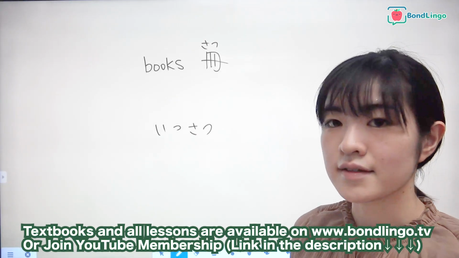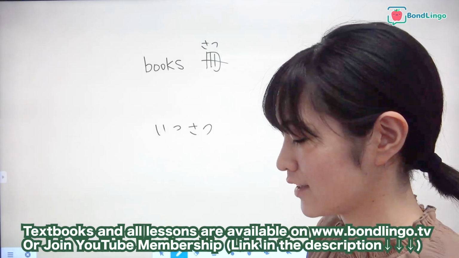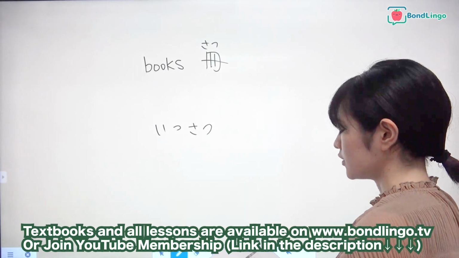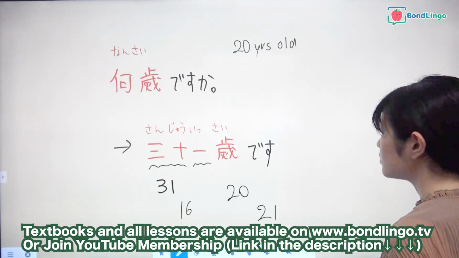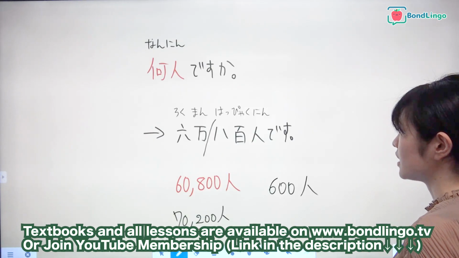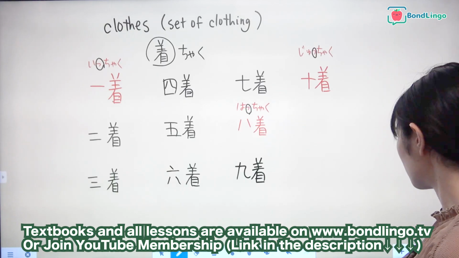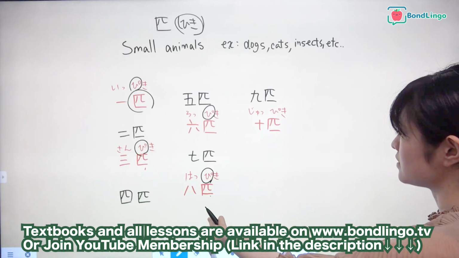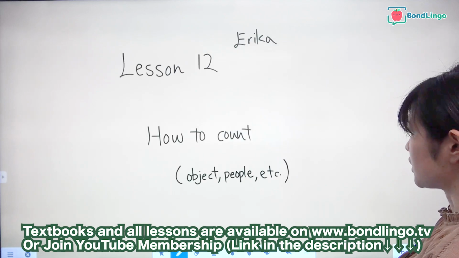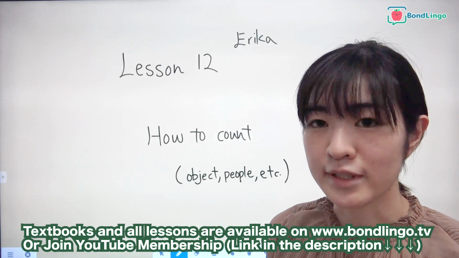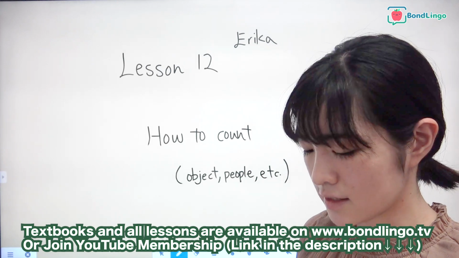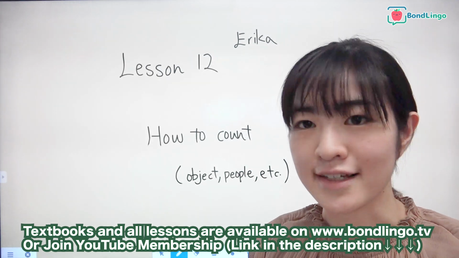Okay, this is the end of today's lesson. Thank you for listening. Today we learned how to count objects. In Japanese, the way we count objects is very difficult. What comes after is very different depending on the object. So please review today's lesson, and I will see you next time.